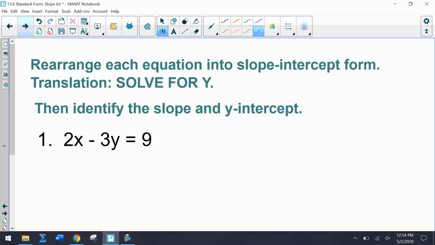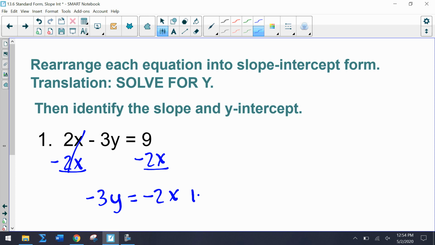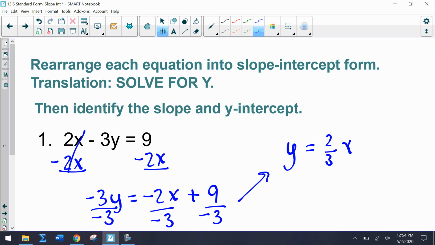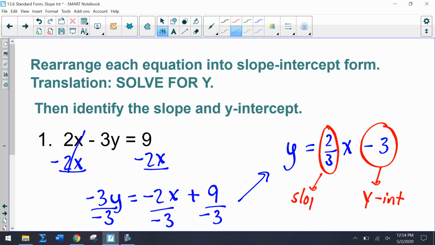Sometimes we're going to have to rearrange an equation and solve for y. So for this one, I can subtract 2x and then divide by -3, but we're going to divide everything by -3. So this becomes y equals 2/3 x minus 3. So this represents our slope, and this -3 represents our y-intercept. Okay, so we can rearrange and solve for y.